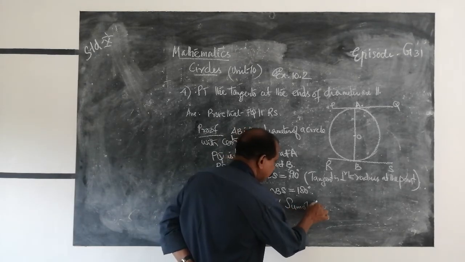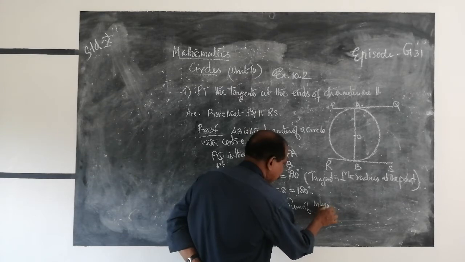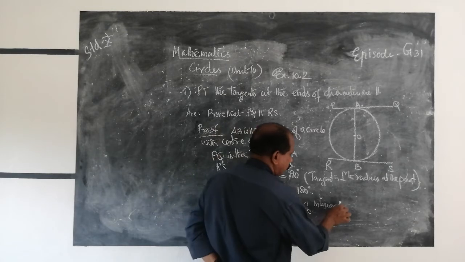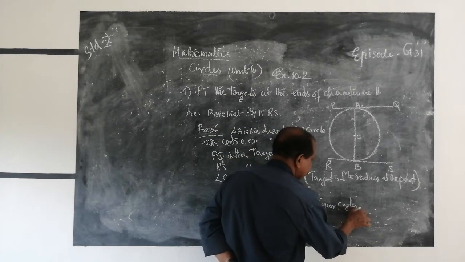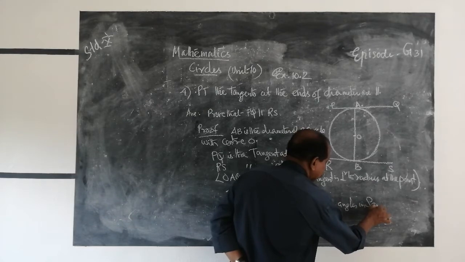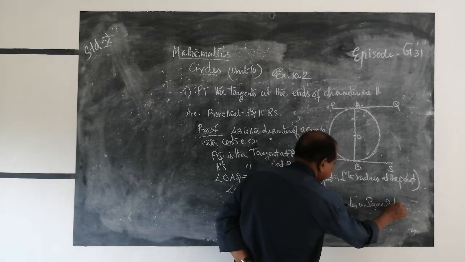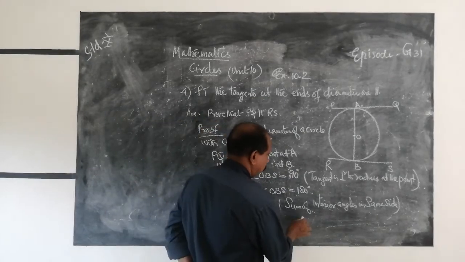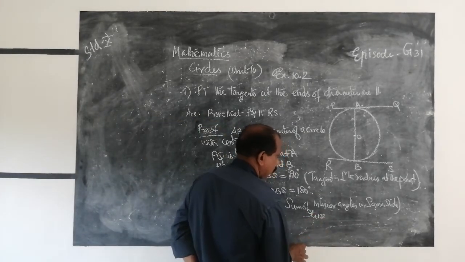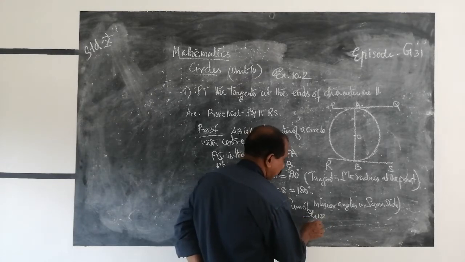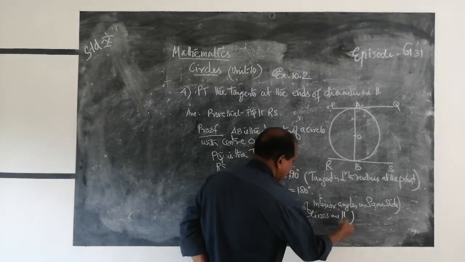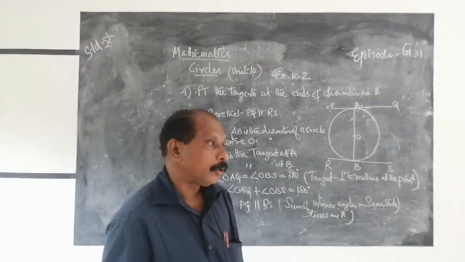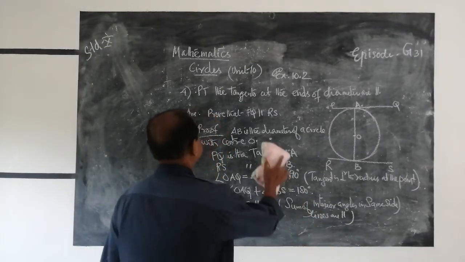The sum of the interior angles on the same side is 180 degrees, so the lines are parallel. That's the reason. This is the proof. Therefore, PQ is parallel to RS. Okay.